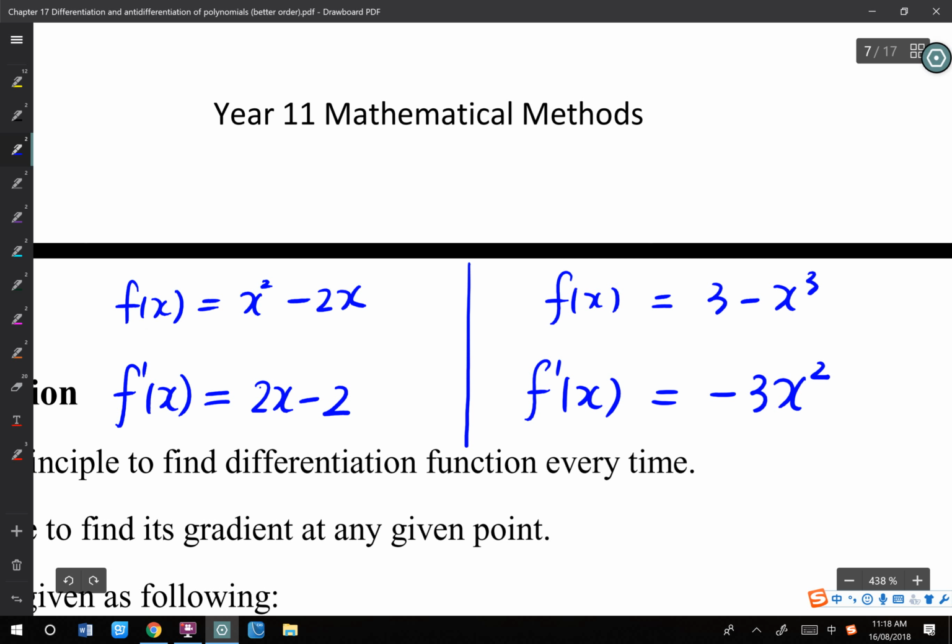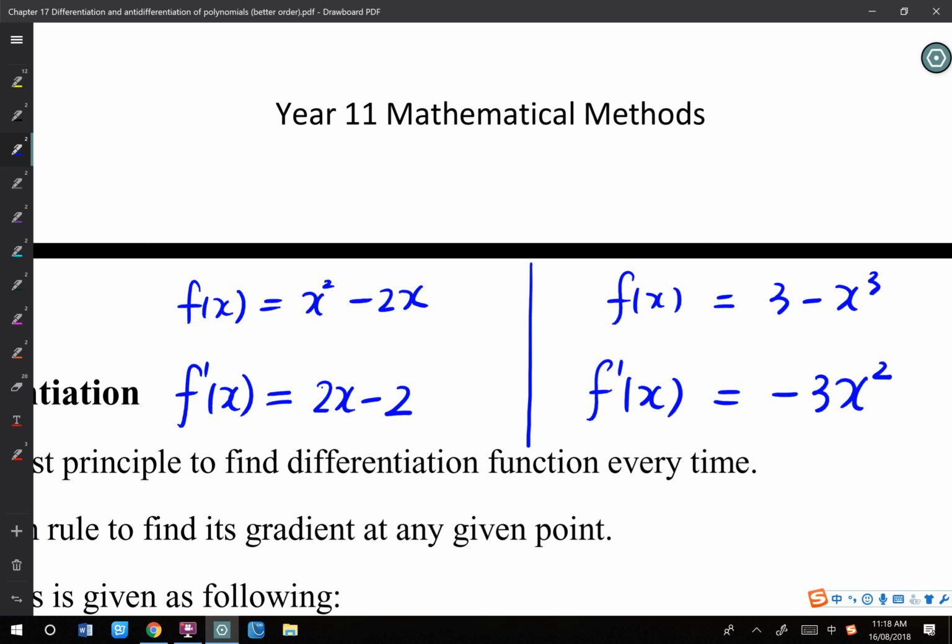If you have learned this, don't worry, just keep quiet. If you haven't learned this chapter yet, just observe from the two equations what kind of pattern you can see. How the f(x) becomes the f'(x). Can you see any patterns, anything you can observe? Well, this x squared, not all disappeared.